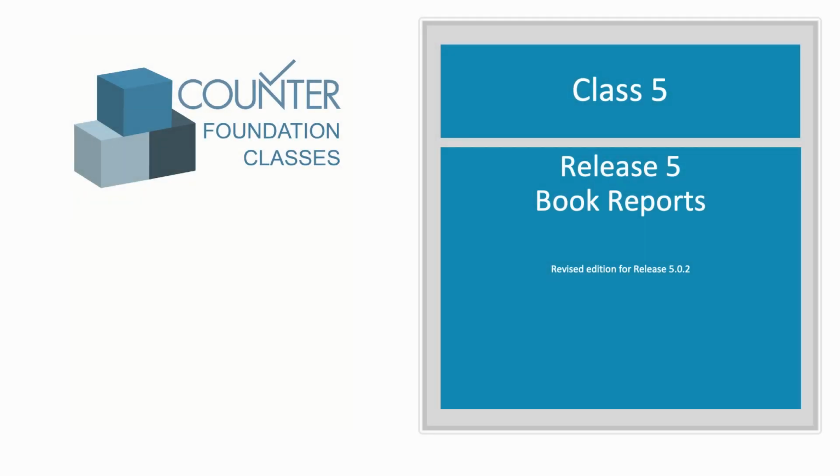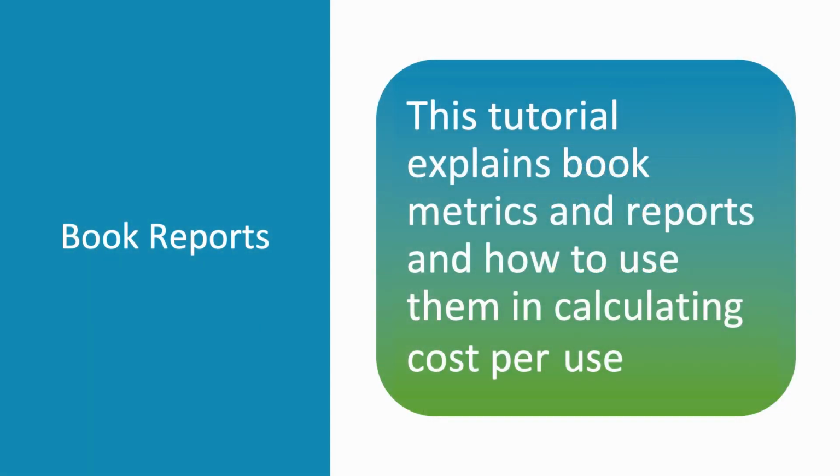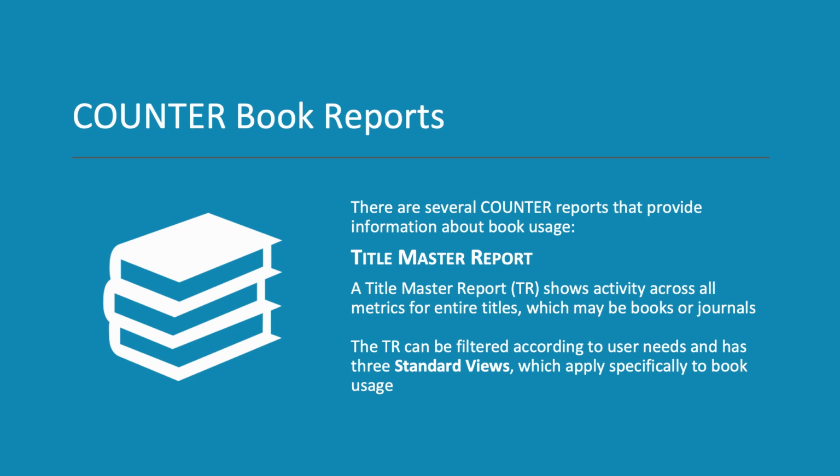This is a revised recording to reflect some minor changes in Release 5.0.2 of the Counter Code of Practice published in 2021. This tutorial explains book metrics and reports and how to use them in calculating cost per use. There are several counter reports that provide information about book usage.